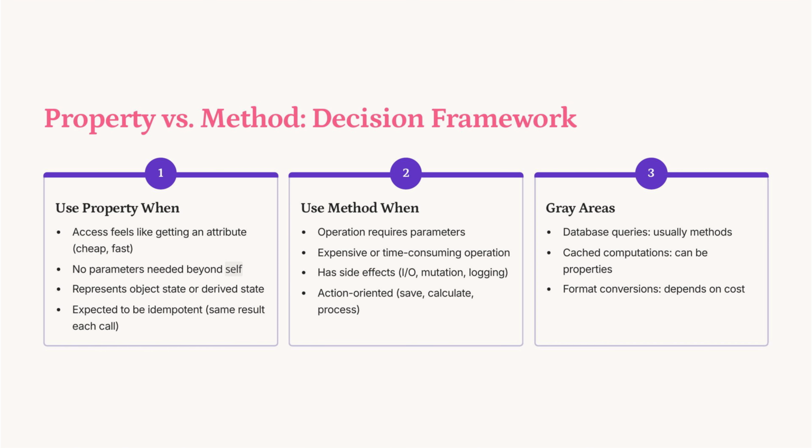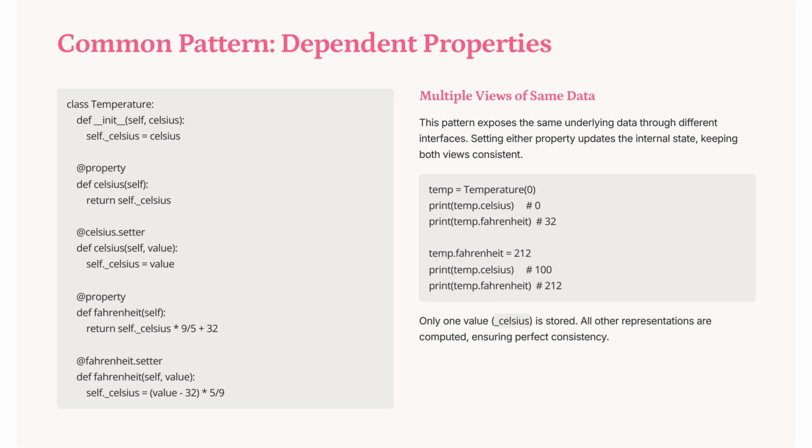Gray areas exist, like database queries typically being methods, while cached computations might suit properties, and format conversions depend on their computational cost. The temperature class demonstrates dependent properties, where Celsius and Fahrenheit provide different views of the same data. Changing one updates the internal state, ensuring consistency.